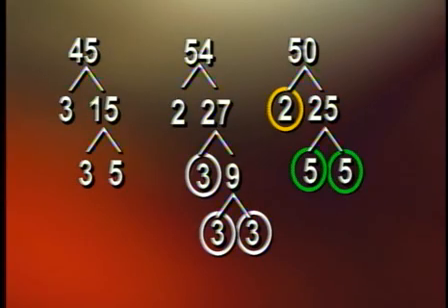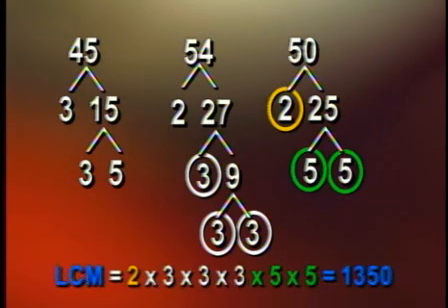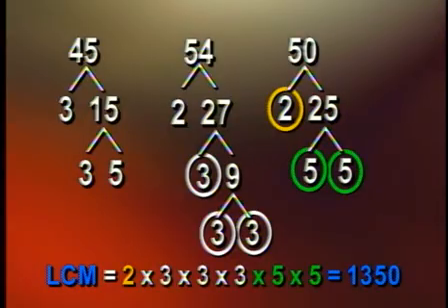So in order to find a number that can be divided by 45, 54, and 50, that is, a multiple of these three numbers that can be divided without remainder by all three numbers, I must multiply all the circled numbers. The LCM is 2 times 3 times 3 times 3, the three 3's, times 5 times 5, the two 5's. When you multiply that out, you get 1,350.